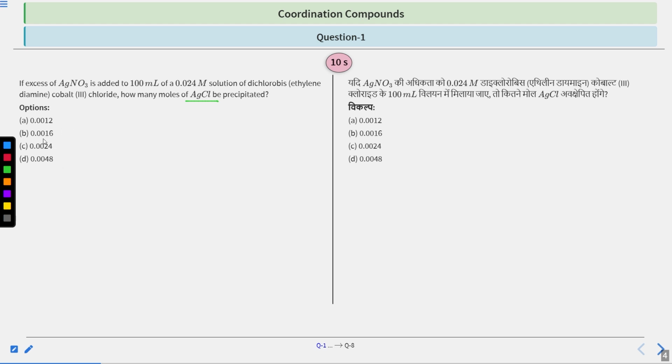0.0012, 0.0016, 0.0024 or 0.0048. You have 10 seconds to solve this question. After that, we will see the answer.